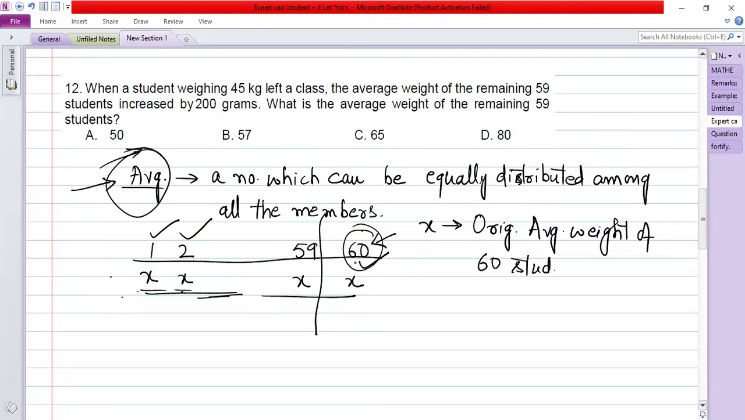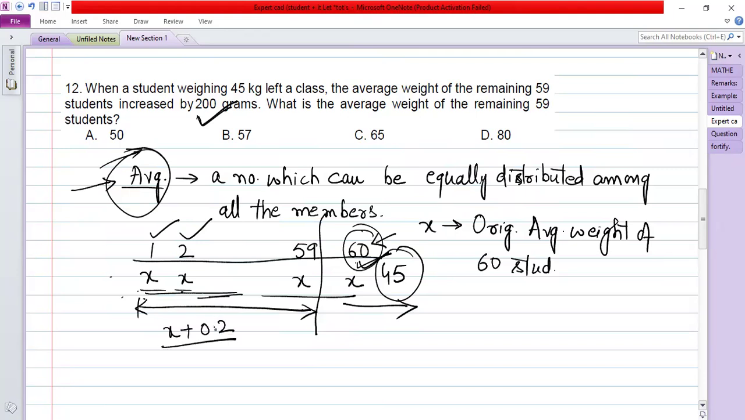Now, what was the individual weight of this 60th student? Actually, this was 45. Okay, the individual weight of this 60th student was 45. Now, once this student leaves, the remaining average increases by 200 gram, meaning it is now x plus 0.2. Why is it 0.2? Because 200 grams converted into kilogram, divided by 1000, is obviously 0.2. So the average of the remaining 59 students is increased.